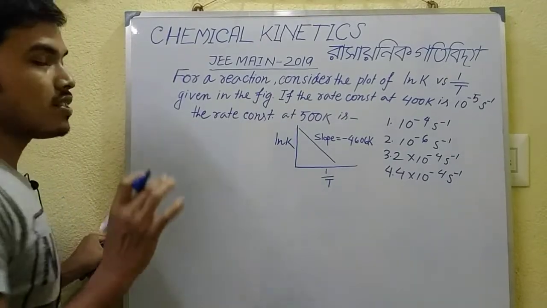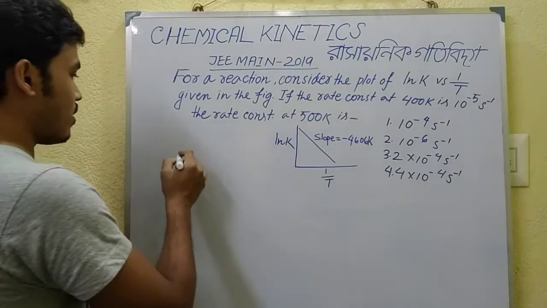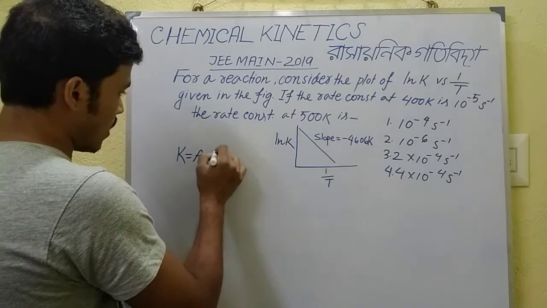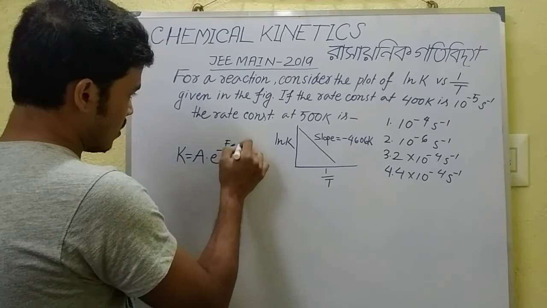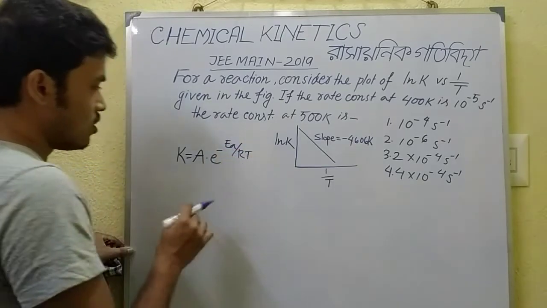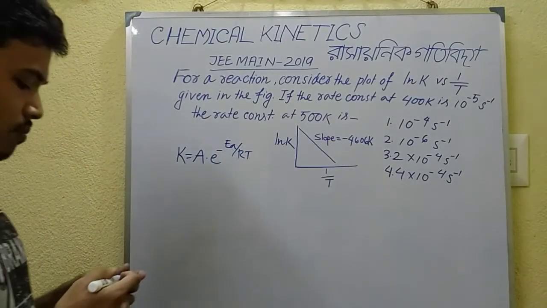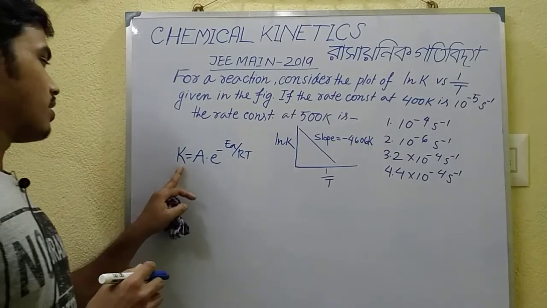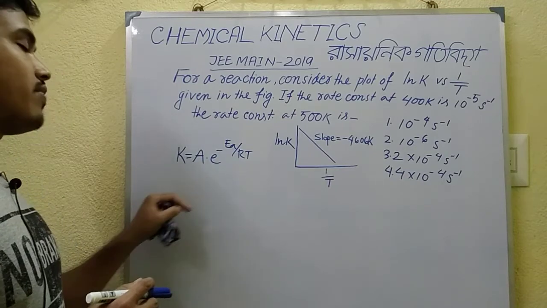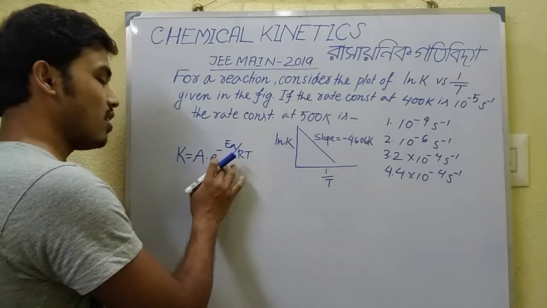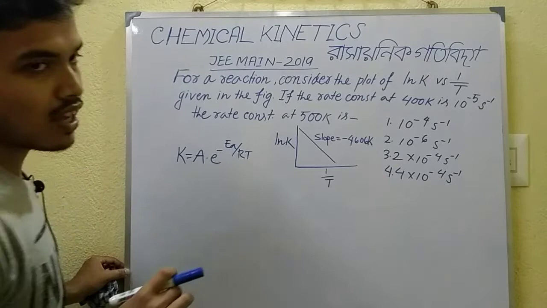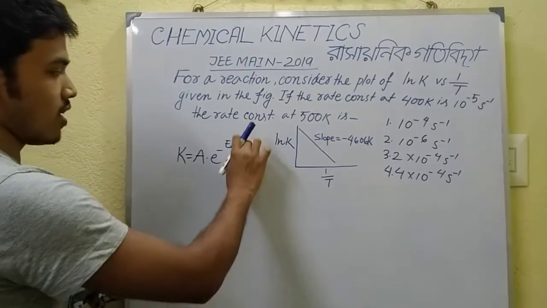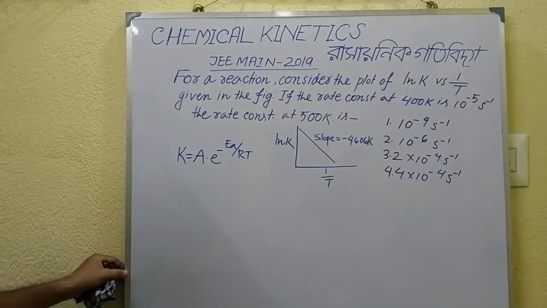First, according to the Arrhenius equation, we can write K, that is the rate constant, is equal to A into e to the power minus EA divided by RT. What does each term express? K means the rate constant, A means the frequency factor, e means the exponential, EA means the activation energy, R is the universal gas constant, and T is temperature in the Kelvin scale.